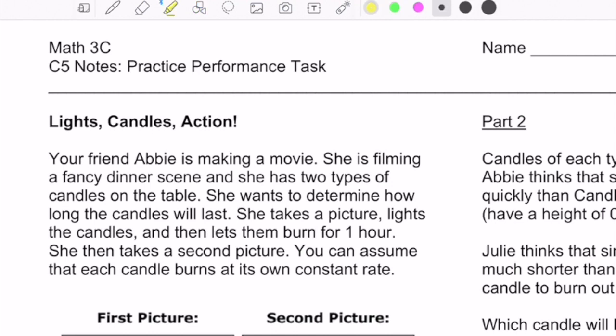Your friend Abby is making a movie. She's filming a fancy dinner scene and she has 2 types of candles on the table. She wants to determine how long the candles will last. She takes a picture, she lights the candles, and she lets them burn for 1 hour. And then she takes a second picture. And then it says here that we should assume that each candle is burning at its own constant rate.